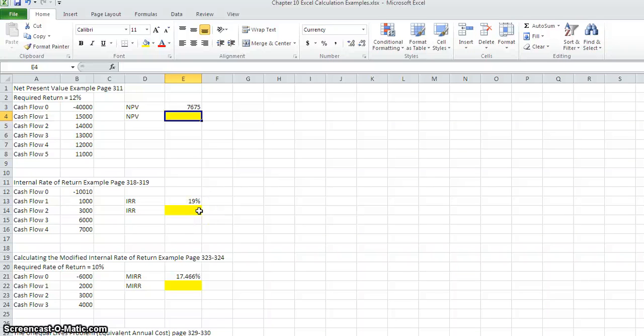Okay, I want to walk through some examples in your textbook on Chapter 10. This first starts off with the concept of net present value. If we look at this example, it says a manager has a project that's going to cost $40,000 initially.